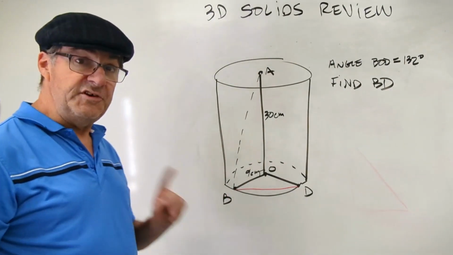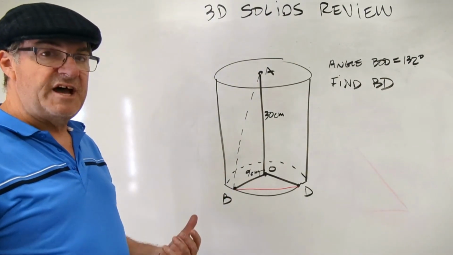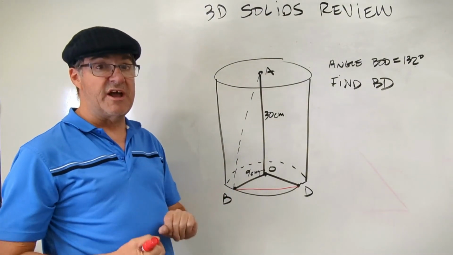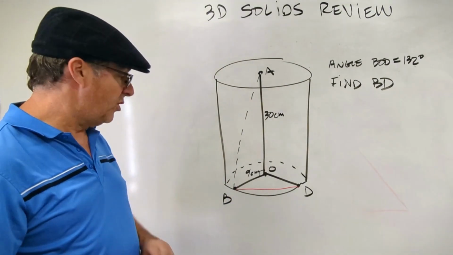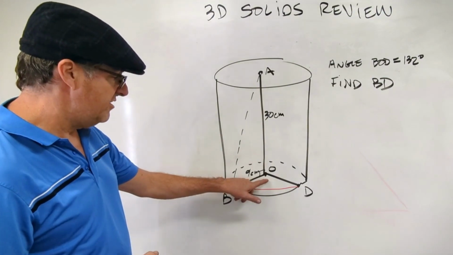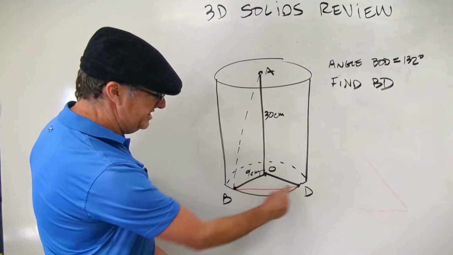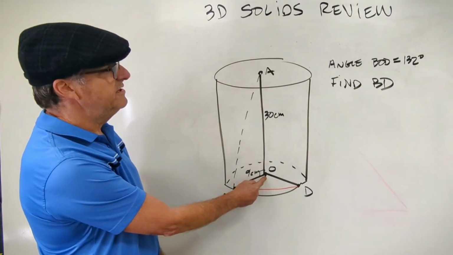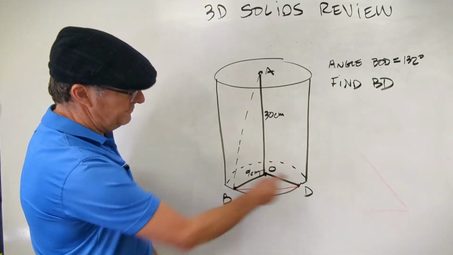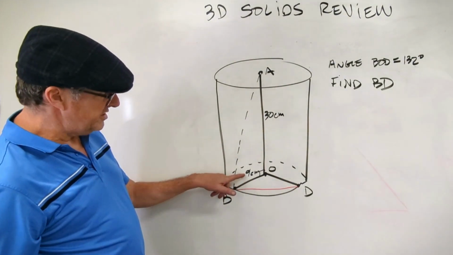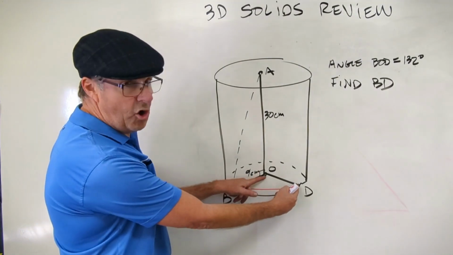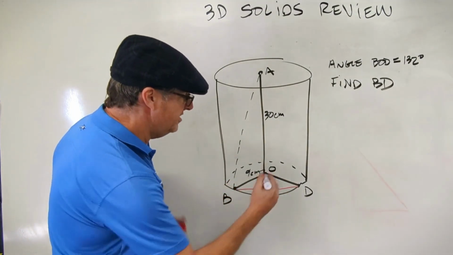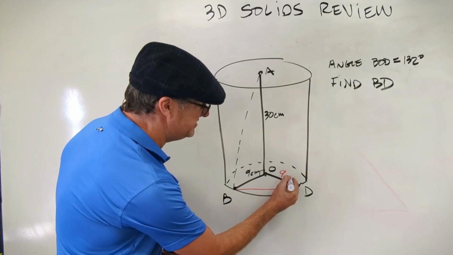Okay, now your first step here is to recognize that you have an isosceles triangle that you can use. And understanding how to do that is super important. So take a look at this triangle down here, the BOD triangle. In fact, we're trying to find this side of that triangle. You notice that the radius of our cylinder is 9. Well, that's also a radius. So we know that this one is also 9 centimeters.